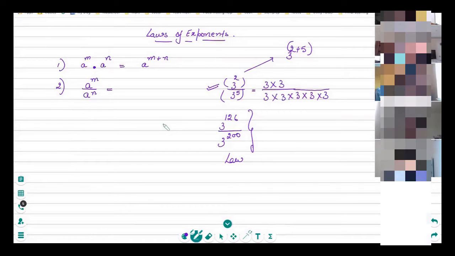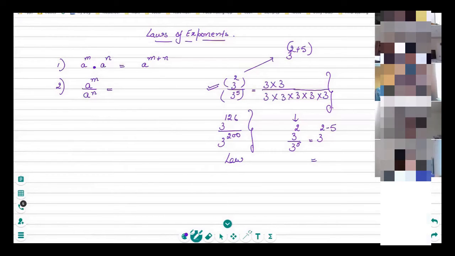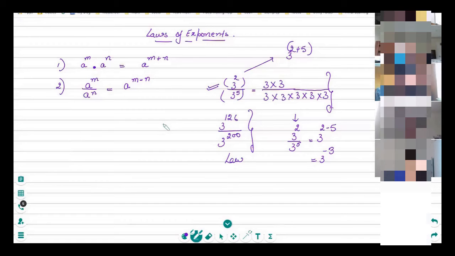I won't say it is wrong, but it is a very long way when it comes to these kinds of powers. Look over here, the bases are same, both are 3 and 3, and the powers are different. So what happens? 3 to the power 2 minus 5. What do I get? 3 to the power minus 3, negative 3. If I have to say it in terms of letters, my base is the same, but my powers will get subtracted. In case of multiplication, the powers get added. In case of division, the powers get subtracted.